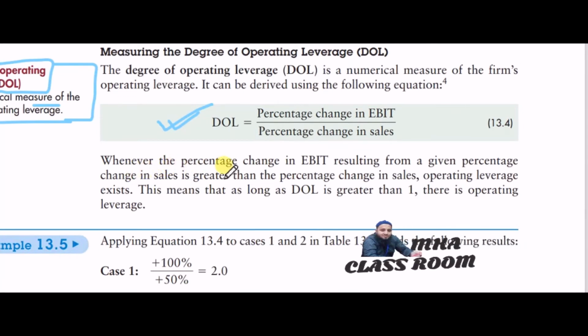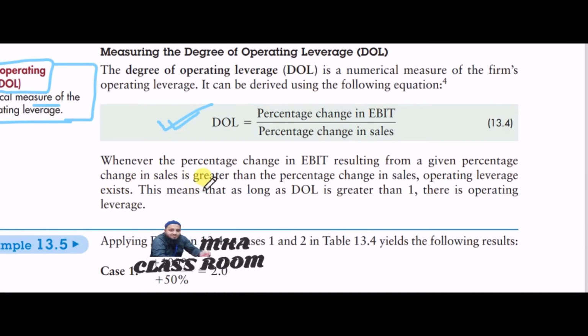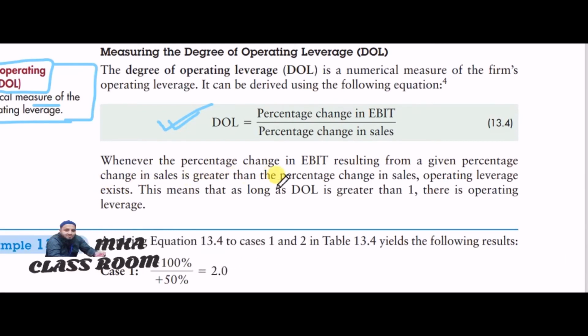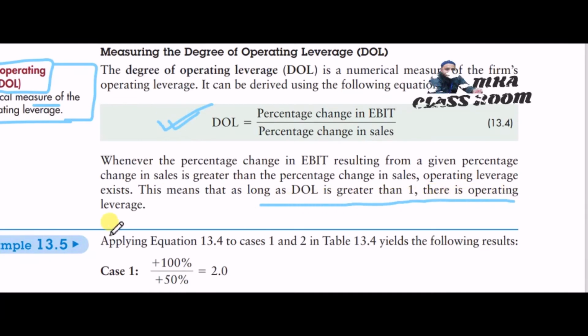Whenever the percentage change in EBIT resulting from a given percentage change in sales is greater than the percentage change in sales, operating leverage exists. This means that as long as DOL is greater than 1, there is operating leverage.